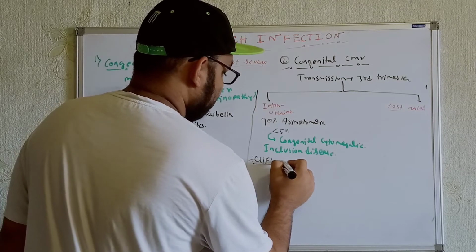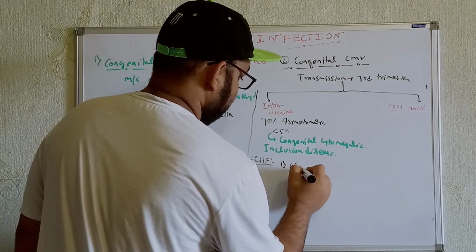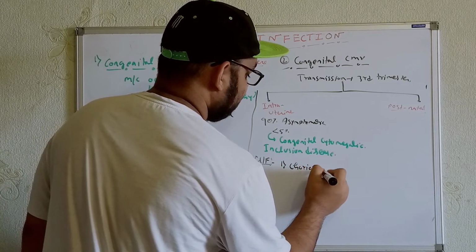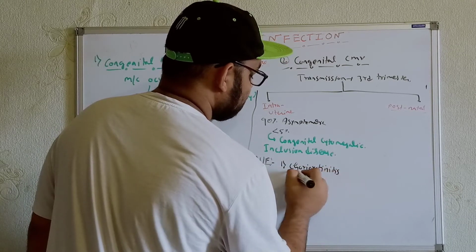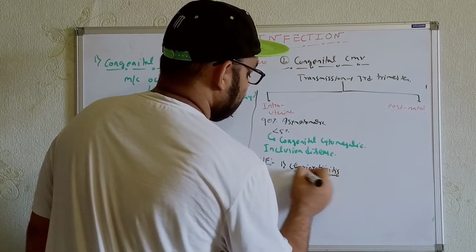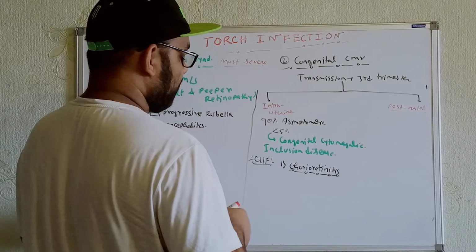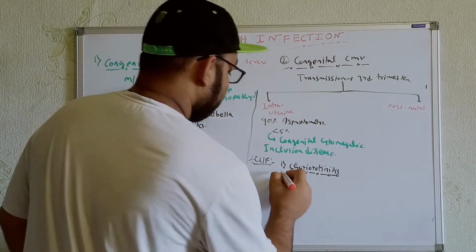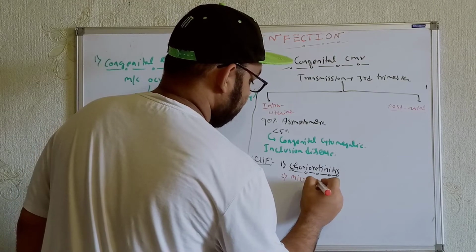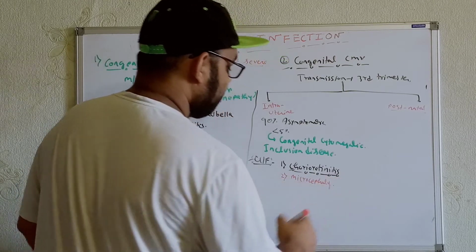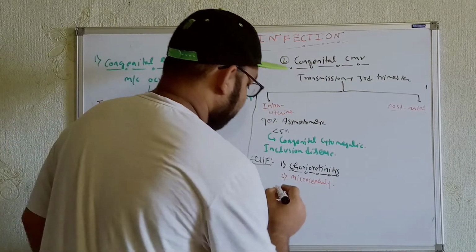Here we will first get chorioretinitis. That means we'll get inflammation of the choroid and retina. The second problem we'll get over here is microcephaly. That means the size of the brain will be reduced.